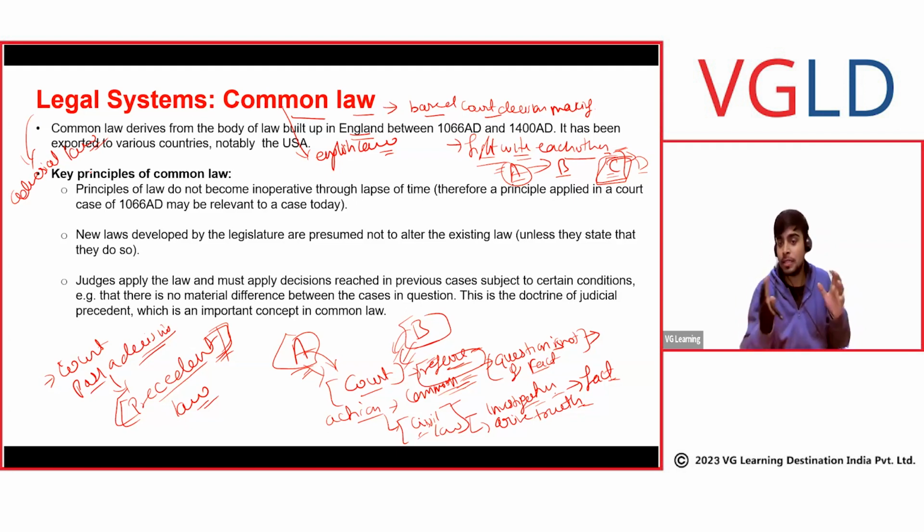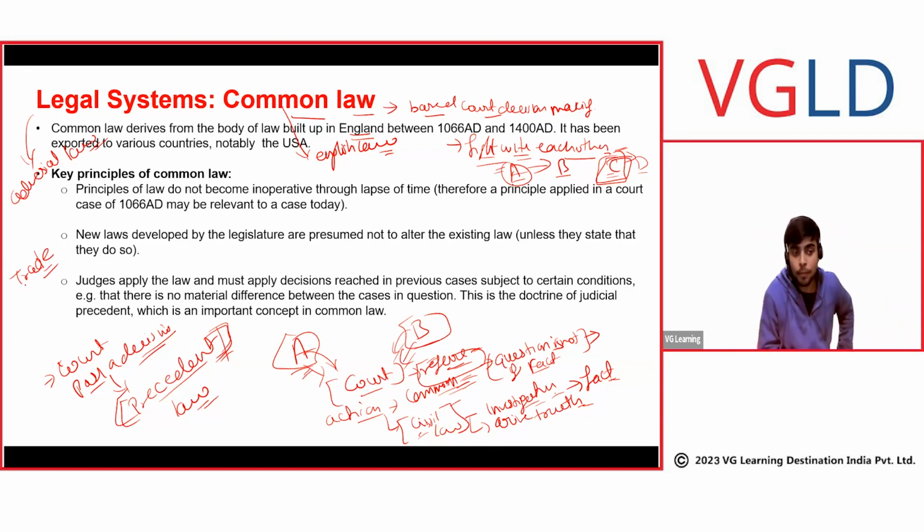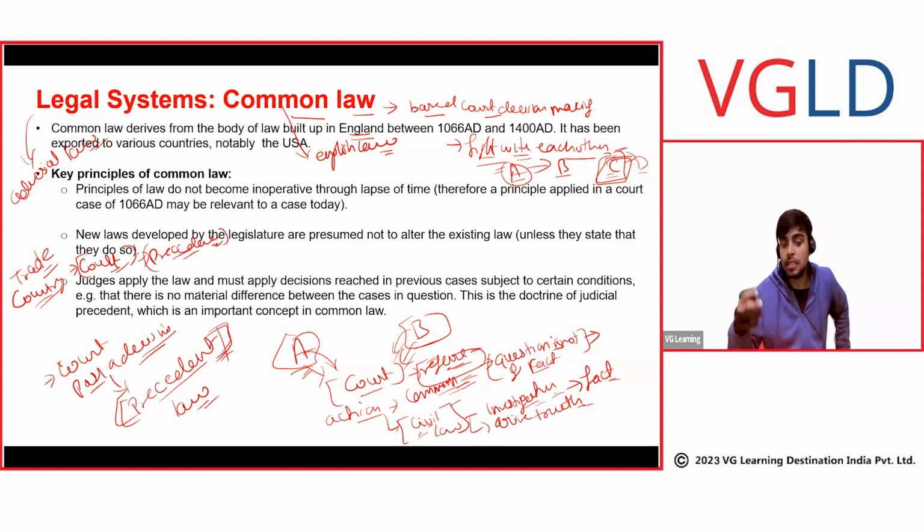Let's say people are fighting, or rather let's not talk about fights, let's talk about trade, because we are here to discuss business cases. Let's say two people, Mr. Kamal and Mr. Ram, have a trade. Let's say both are in the same country and they both go to the court. If the court decides how the contract will be formed, that will become the precedent. So court decisions become the law in case of common law, which is called precedents.